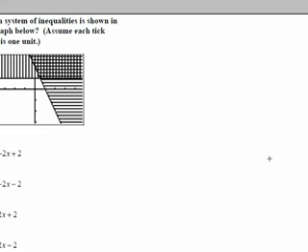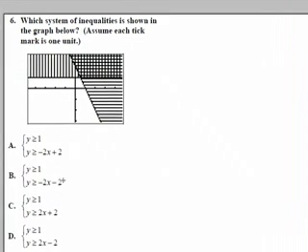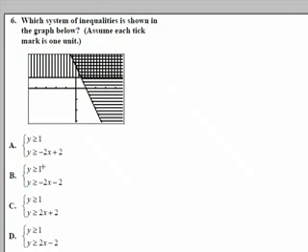Okay, number 6. Which system of inequalities is shown in the graph below? Assume the tick marks represent 1 unit. Use your graphing calculator from your ebook. Pull up your graphing calculator and graph each one of these systems. It's quite nice because in every single problem, each system is written in slope-intercept form, so you don't have to put it in slope-intercept form. Graph them. The one that matches this is going to be your answer.